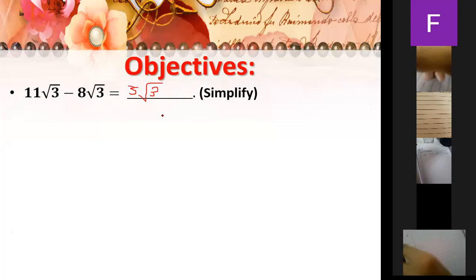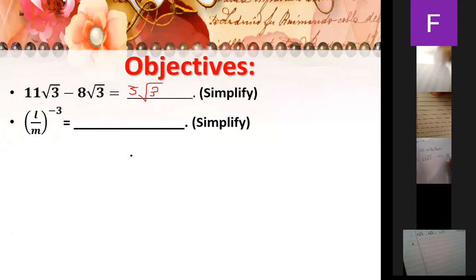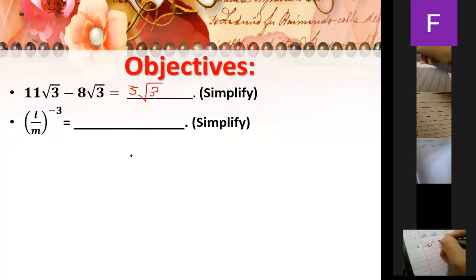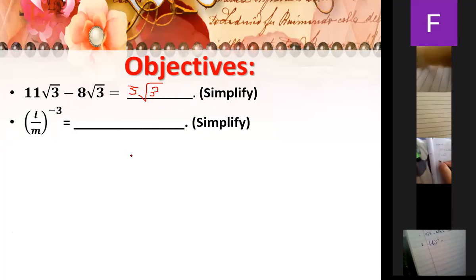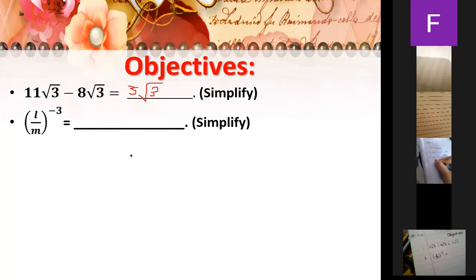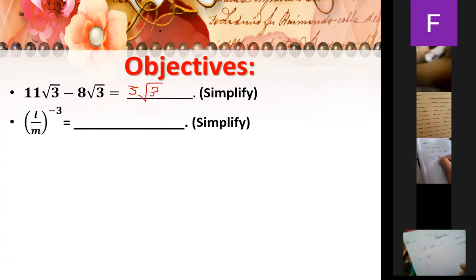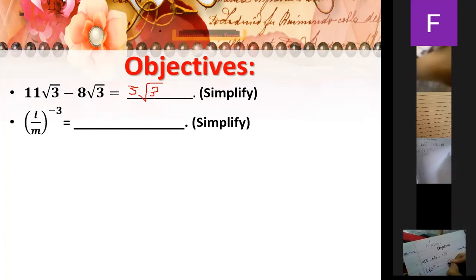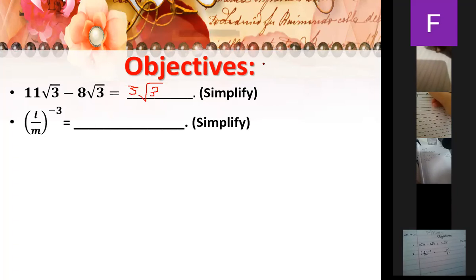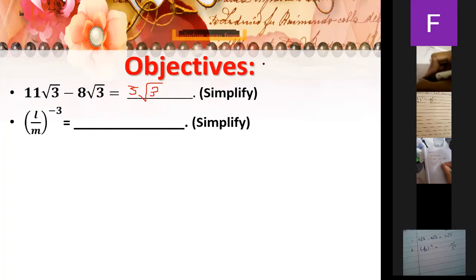Right? Done? Now next is this one. Now simplify. L upon M whole power minus 3, whole power minus 3. What will be the final answer of this one? L upon M whole power minus 3. Okay, Fatma, right answer. No, Zimel, wrong answer. Yes, Ishal, your answer is right.